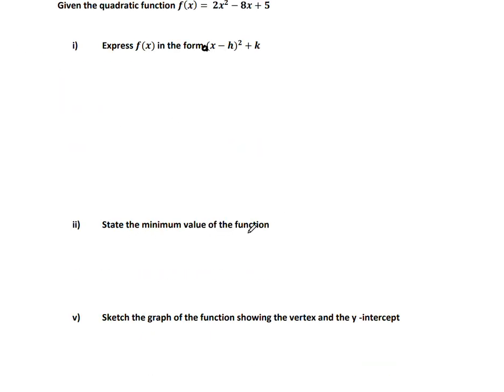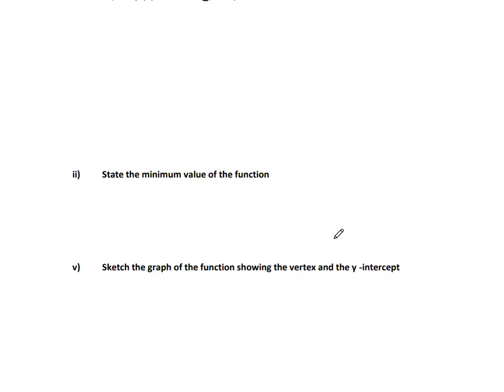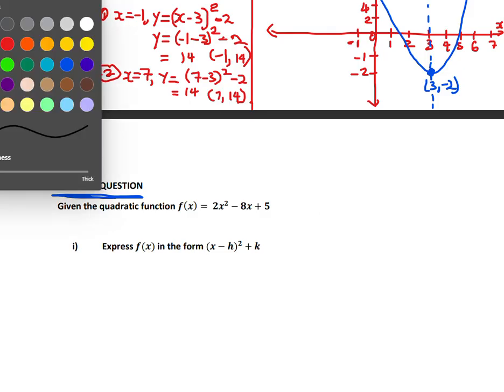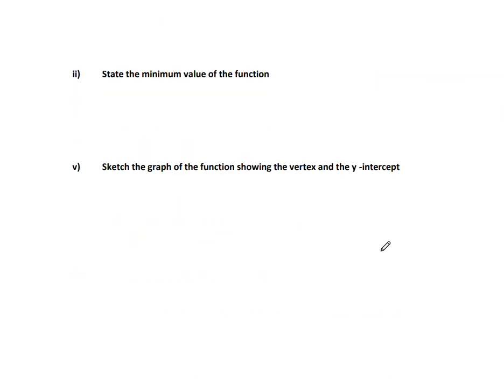Then state the minimum value of the function and then sketch the graph of the function showing the vertex and the y-intercept. Remember that the vertex is the turning point of the graph, okay? That's what the vertex is, it's the turning point. So don't forget the a here. It's a into (x minus h) all squared plus k. That is the vertex form for the quadratic function.